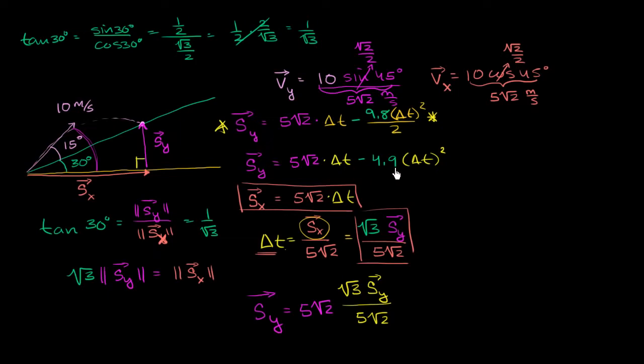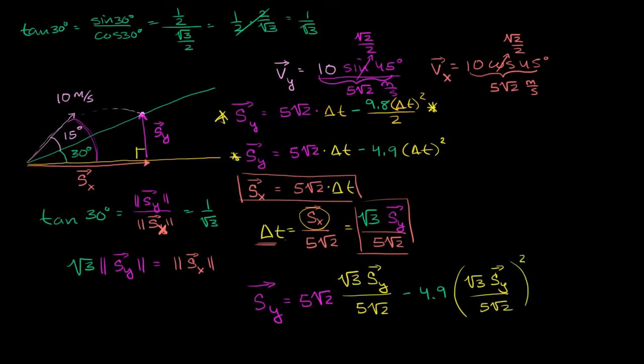And then we could use this constraint. This is just simplified. So then we have minus 4.9 times delta t squared. So delta t squared is this quantity squared. I'll just write it out, so I don't skip too many steps. Delta t, once again, is the square root of 3 times the vertical component, all of that over 5 square roots of 2, squared.